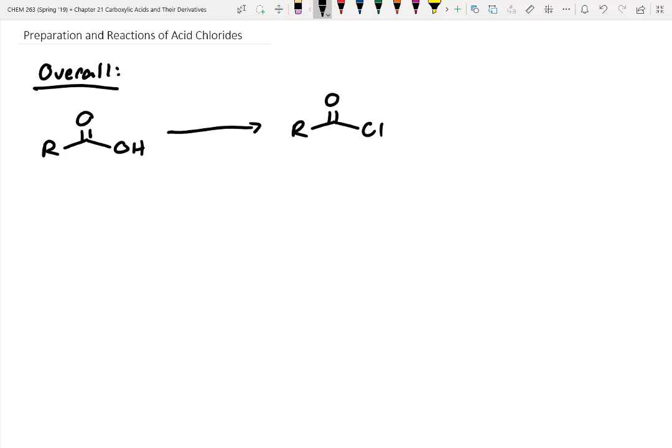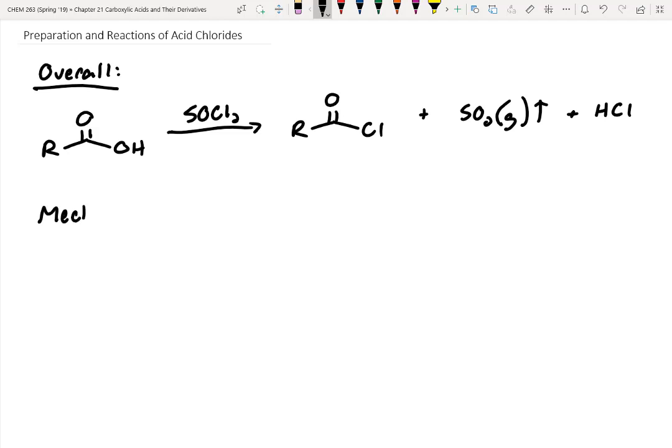All right, does anybody remember a simple route for removing or changing an alcohol to an alkyl halide? What was that? SOCl2. Thionyl chloride, right? So thionyl chloride will actually work for this as well. It's a slightly different mechanism, but it'll get you to that acid halide. The byproducts for this are similar to what we saw before. We get sulfur dioxide gas that will bubble out of solution and will also generate HCl as a byproduct.